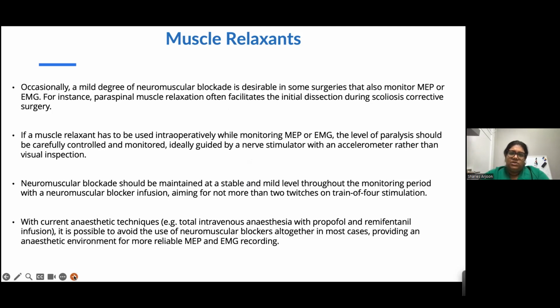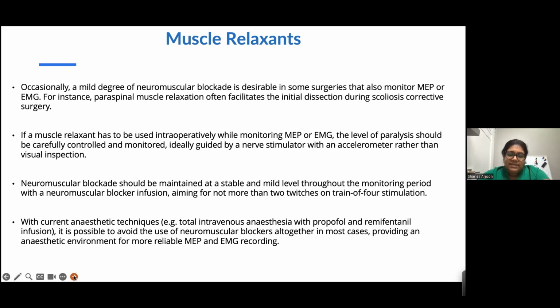Occasionally, a mild degree of neuromuscular blockade is desirable in some surgeries that also monitor MEP or EMG. For instance, paraspinal muscle relaxation often facilitates the initial dissection during scoliosis corrective surgery. If a muscle relaxant has to be used intraoperatively when monitoring MEPs or EMGs, the level of paralysis should be carefully controlled and monitored, ideally guided by a nerve stimulator with an accelerometer rather than visual inspection. Neuromuscular blockade should be maintained at a stable and mild level throughout the monitoring period, with a neuromuscular blocker infusion aiming for not more than 2 twitches on train-of-four stimulation.